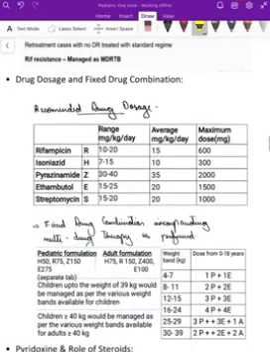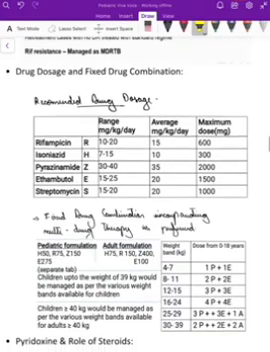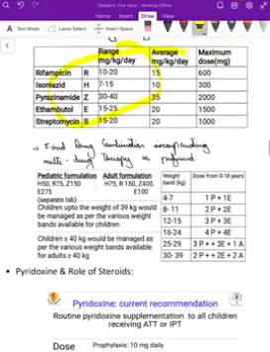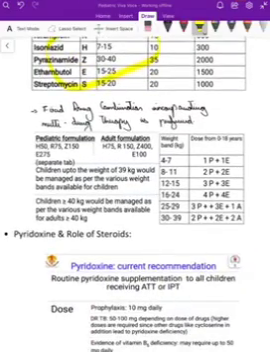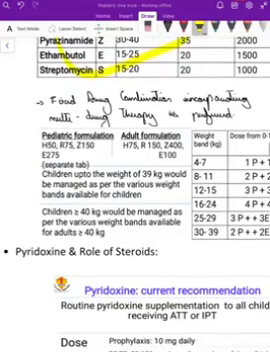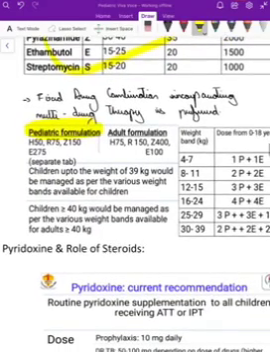Fine. Next is drug dosage and fixed drug combination. This is the recommended dosage, but it's okay, I don't think they're going to ask you this. They'll ask what is the pediatric formulation, and what is the content of each pediatric formulation. Isoniazid is 50 mg, rifampicin is 75 mg, pyrazinamide is 150 mg, and ethambutol is 275 mg.